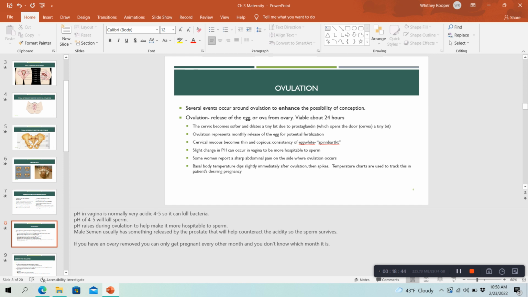So basal body temperature means the temperature of the body before you get out of bed, before you roll over, turn your clock off. As soon as you open your eyes, you have to take your temperature right at that moment. If you get out of bed first, it will not be accurate. So basal body temperature is the lowest the temperature is right as you wake up in the morning. It has to be taken really accurately to be correct.